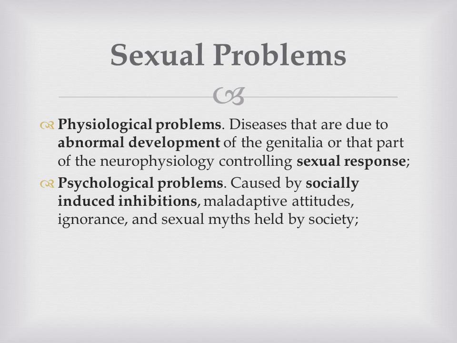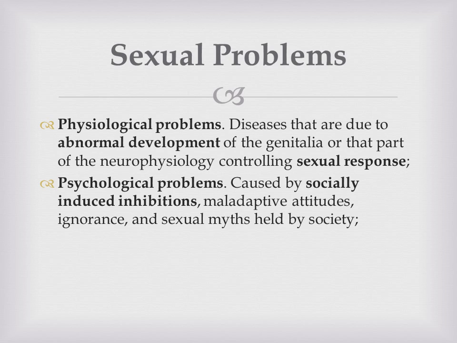All right, so now let's continue on the most common sexual problems. The most common sexual problems involve physiological problems and psychological problems. Let's first talk about the physiological problems. These are diseases that are due to the abnormal development of the genitalia or that part of the neurophysiology controlling sexual response. So when we say physiological problems, it entails the physical problems, either on the genitalia or elsewhere, that help an individual to be sexually aroused or give a sexual response. Again, physiological problems are physical.